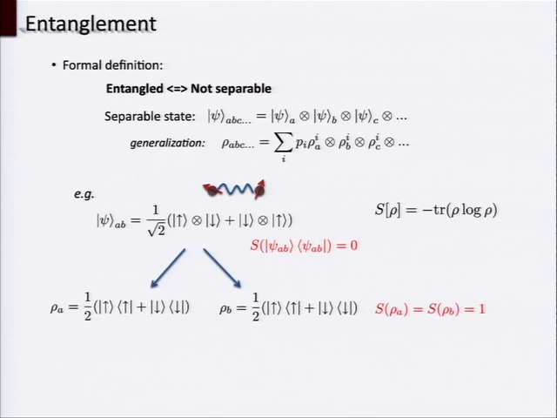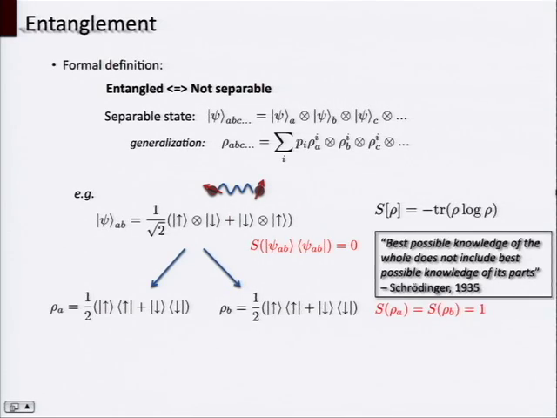It's a classical mixture of up and down. And if you look at the entropy of that, it's 1, which is the maximal entropy such a system can take. So what is this saying? This was first noticed by Schrödinger way back in 1935. And he says what this means is that the best possible knowledge of the whole does not imply the best possible knowledge of its parts.